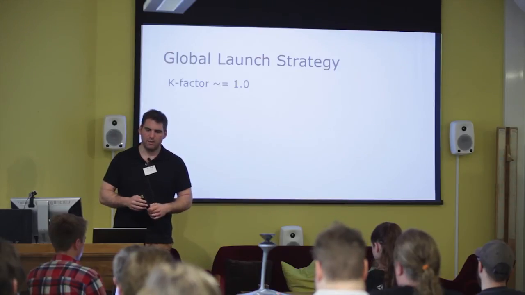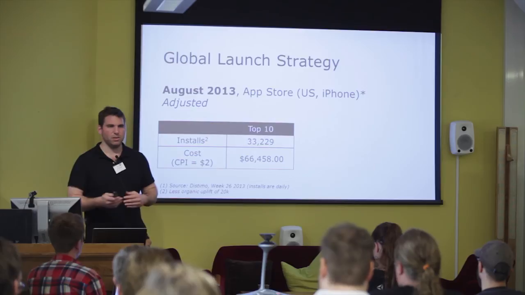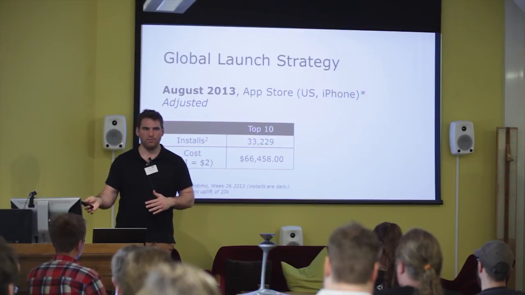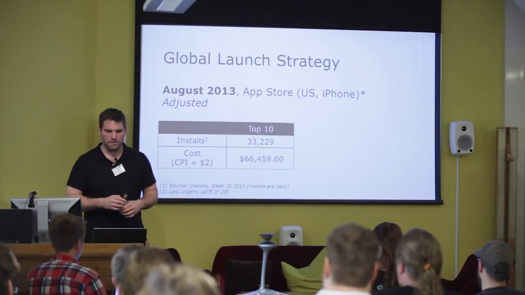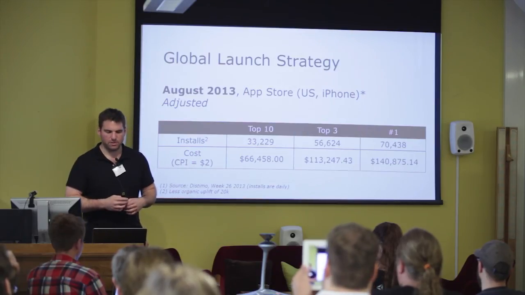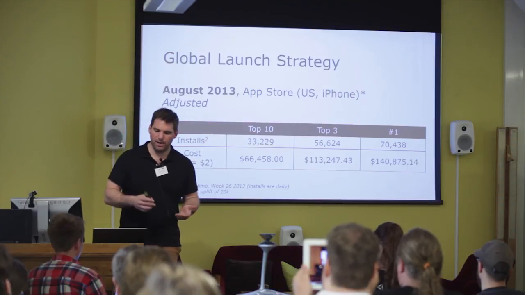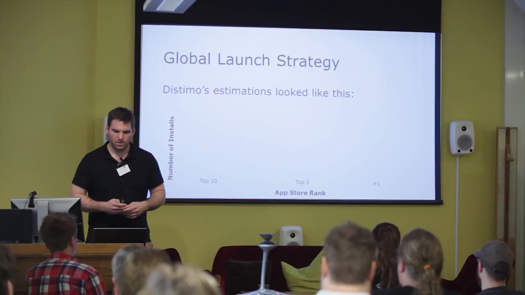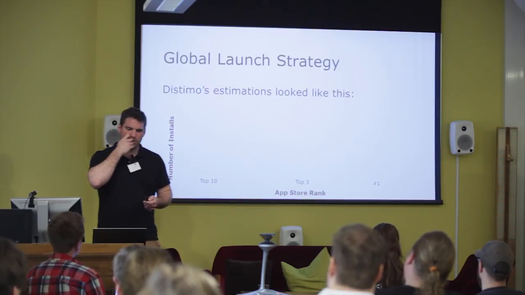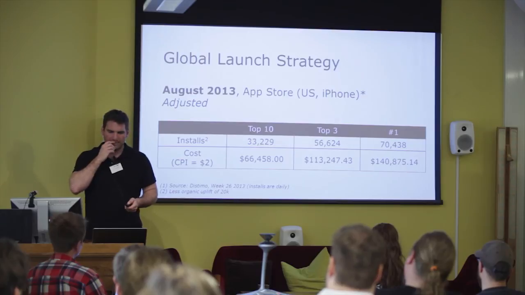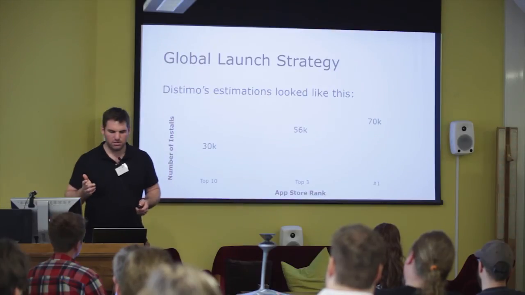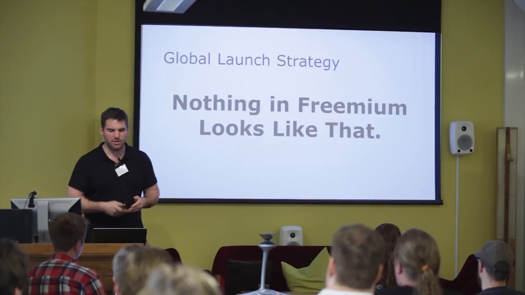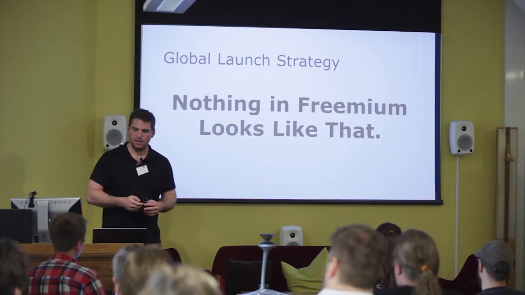But we had a K factor of nearly 1, right? So actually we could adjust those numbers down. We don't have to buy all of those installs. We only have to buy half, because the other half will come from viral channels, or viral spread. So the actual numbers were cut in half, right? And the actual costs were cut in half. But there was something weird about it, because if you look at these numbers, they scale kind of linearly, right? But freemium never works like that. There's nothing about freemium, nothing about the App Store that looks like that.